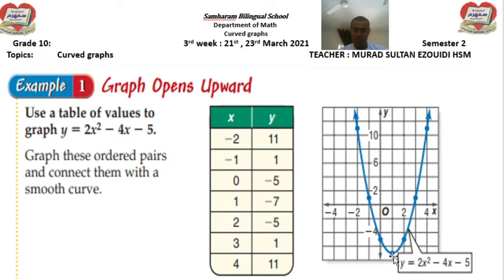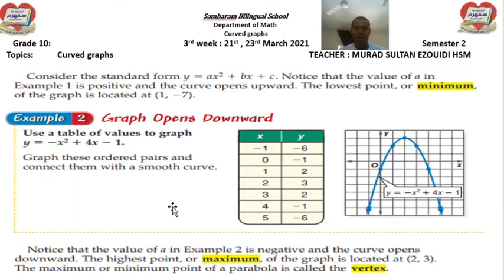Why? Because the coefficient 2 is positive, or the x squared term is positive, so your graph should be like that, and that point, which is called the vertex turning point, is called a minimum, which has a minimum at the ordered pair of numbers 1, negative 7. Clear? Okay, so the lowest point or the minimum point of the graph is located at point 1, negative 7.